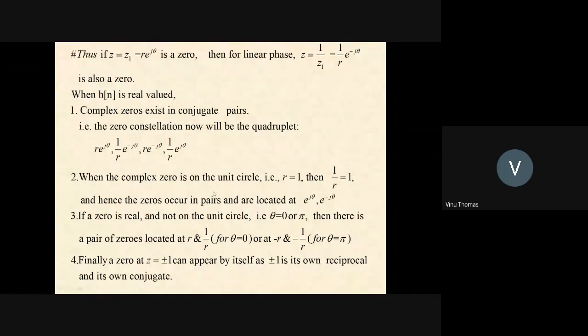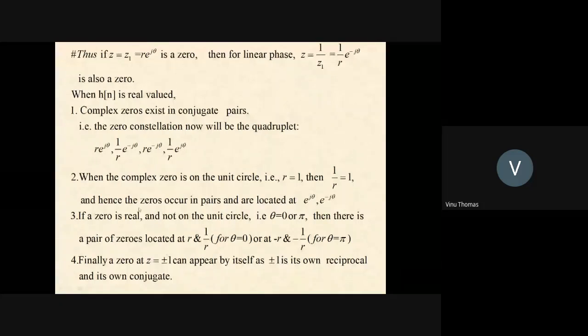And you have seen that when a complex 0 lies on the unit circle, you will have zeros that occur in pairs, located at e raised to j theta and e raised to minus j theta. And if you have a 0 that is real and does not lie on the unit circle, the 0 can be positive or negative. When it is positive, the angle theta equals 0. When it is negative, the angle theta equals pi. So you will have a pair of zeros located at r and 1 by r for theta equal to 0, and minus r and minus 1 by r for theta equal to pi.